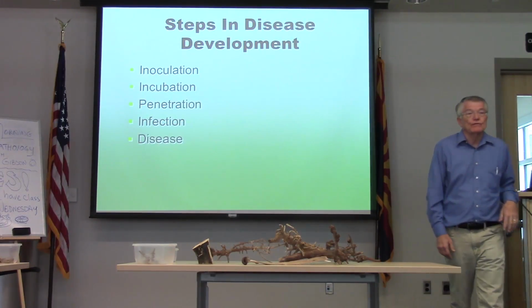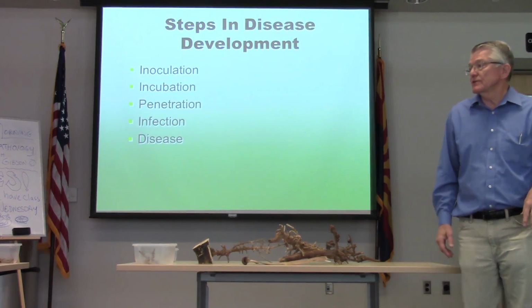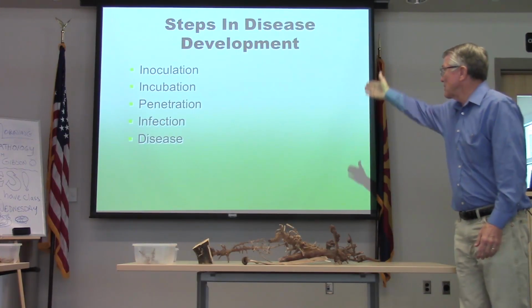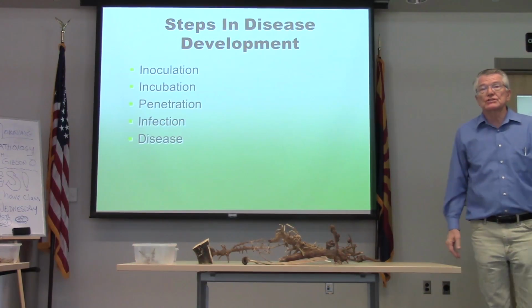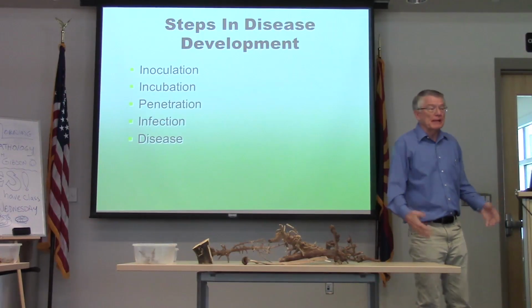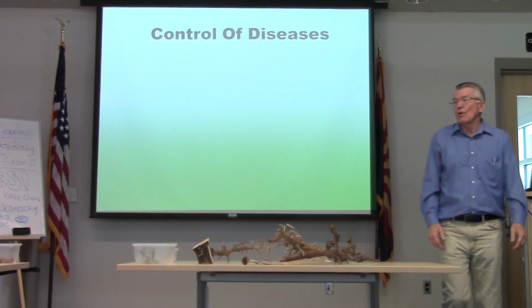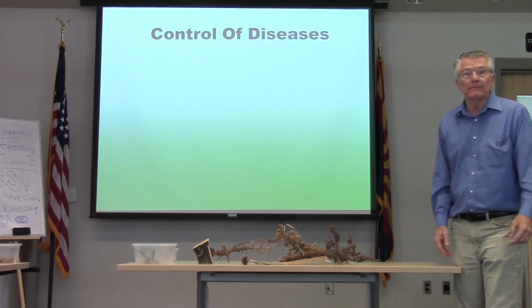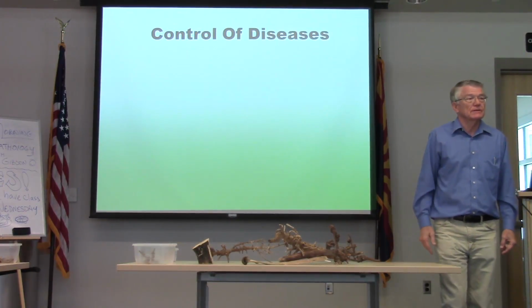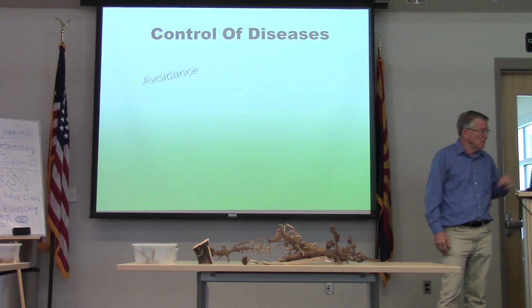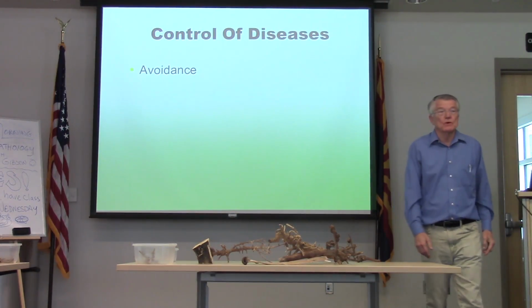And then we see the full-blown disease. We see the disease, sign or symptom that it takes place. Again, anywhere along there, we could see success by the plant or the animal of overcoming that kind of problem. Each one of those steps has to occur. So how do we control them? We're going to spend a little bit more time on these.